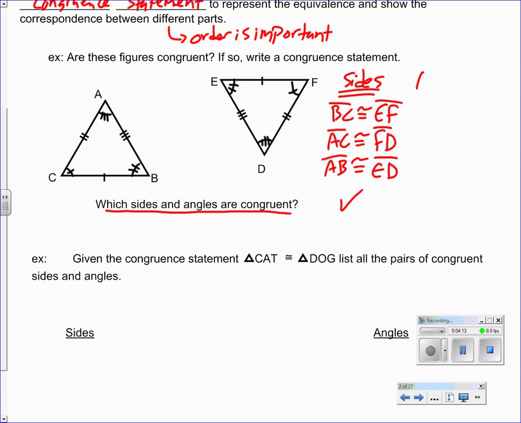So now we look at the angles. Right, for these angles, since there's no confusion, I can just use one letter. So I look at angle C, has the same mark as angle F, so they're congruent. Angle B has the same mark as angle E, so those are congruent. And angle A has the same mark as angle D, so those two angles are congruent. So all six pieces of both triangles are congruent, so the two triangles are congruent.